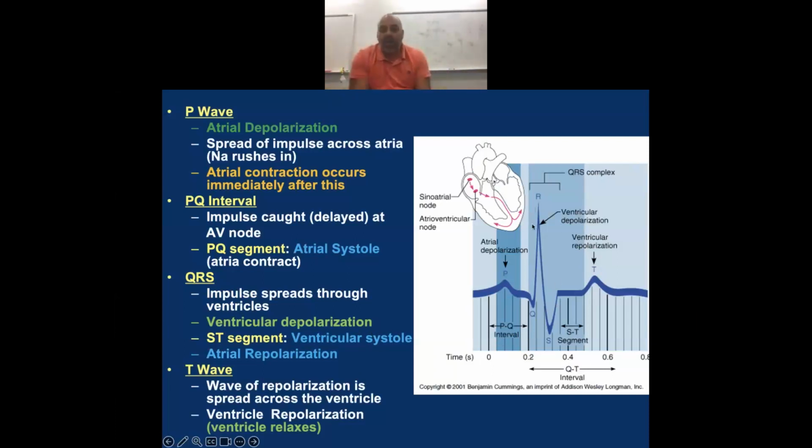Atrial repolarization is happening in there. We can't see it because the electricity from the ventricles is so grand, so big. It just kind of covers it up. They say it's buried in the QRS. That's typically how they reference it. T-wave is relaxation or repolarization of ventricles. And we'll just start all over again.